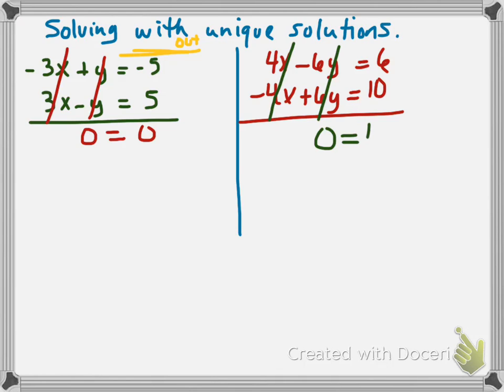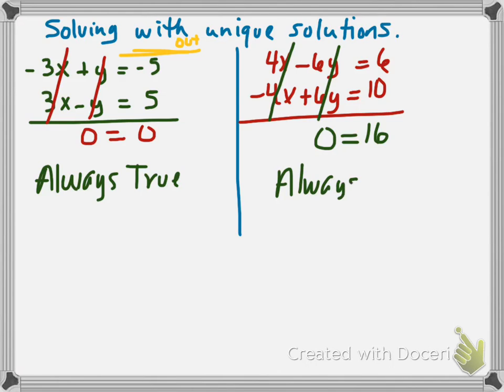So we're going to go ahead and analyze these two really quick. Let's look at the left side. Is 0 equal to 0? Well, yes. So this is always going to be true. 0 is always going to be 0. But when we look at the right side, is 0 equal to 16? That's always false. That's never going to be true. So 0 is 0, but 0 will never be equal to another number.